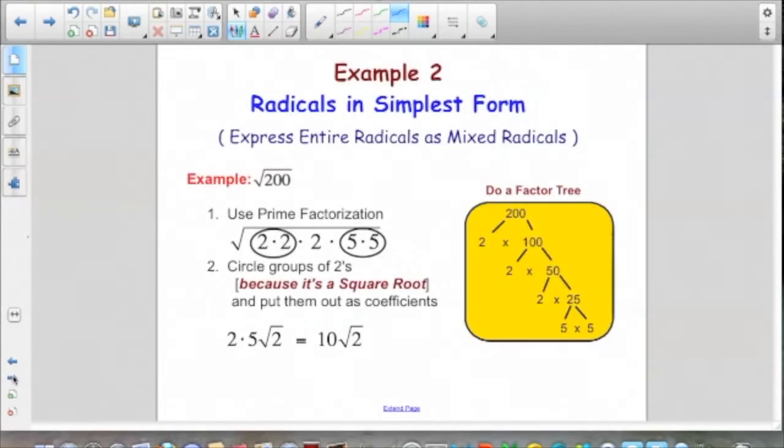So example 2 now is simplifying radicals, so putting them in the simplest form. So now we have the entire radical under the root, and we want to simplify it. There is a prime factorization tree you can do, or the factor tree we did back in a few grades ago. So we can divide it 2 times 100 and work our way down.